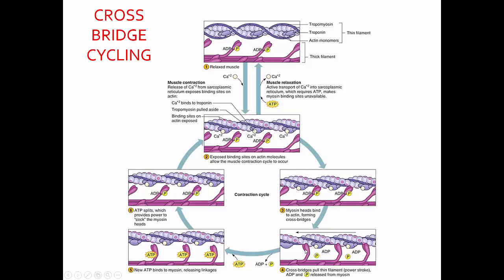That's the power stroke. The ADP and the phosphate are both released, and then you add another ATP to break that cross bridge and reset the myosin, and start the cycle all over again. And I understand that this is really complicated and hard to pick up, but again, we'll go through it a few times, and that video is also very helpful.